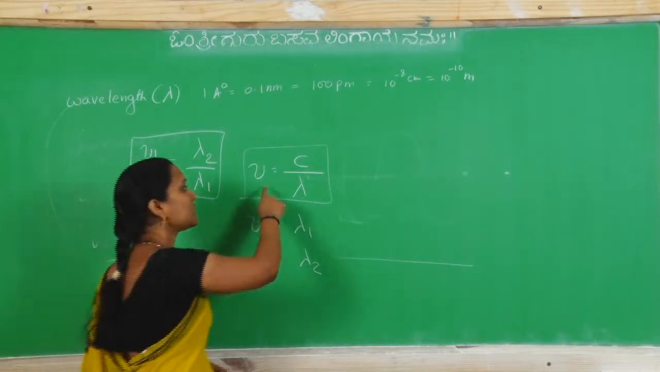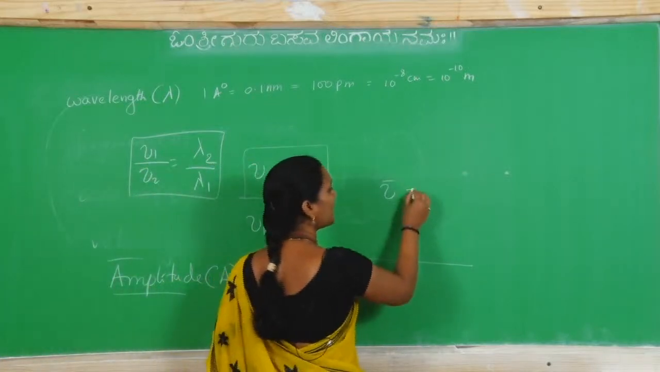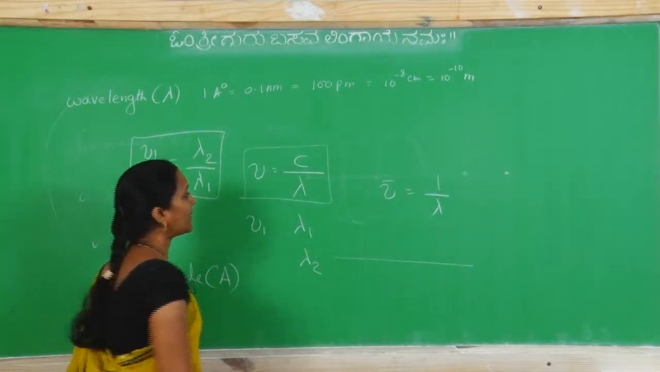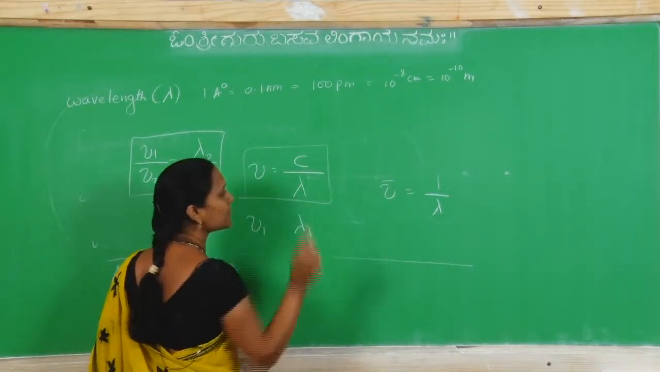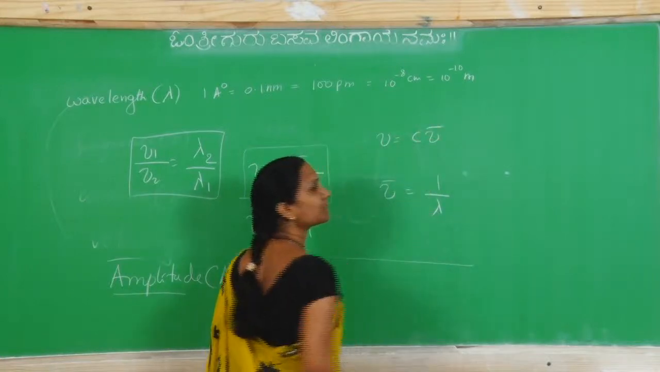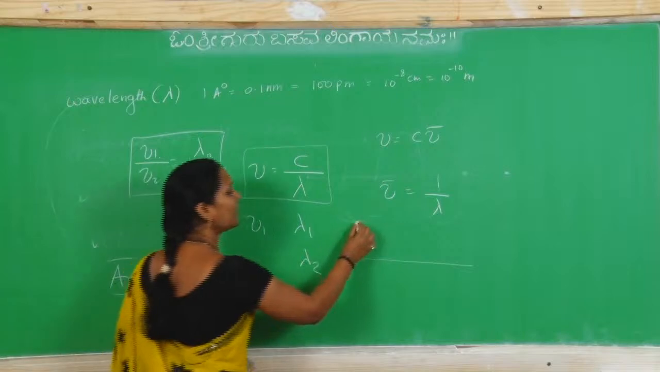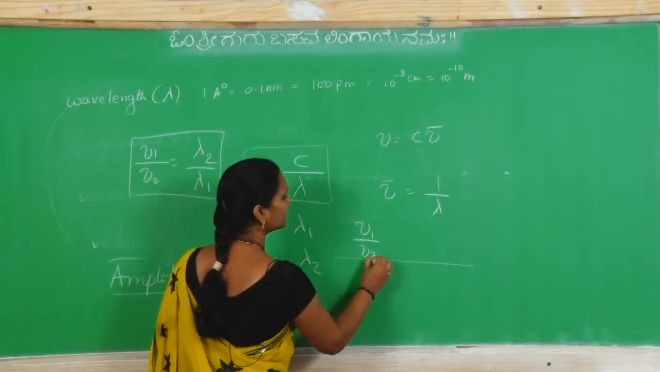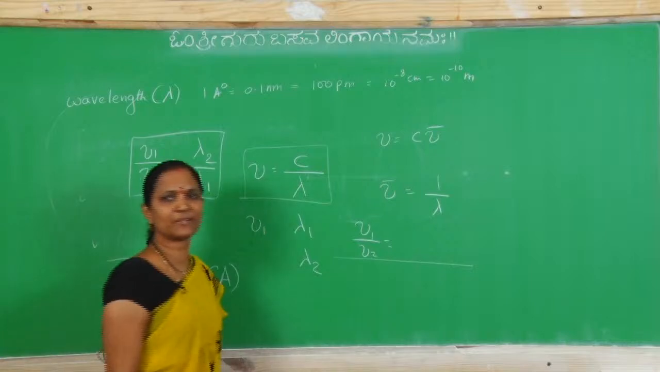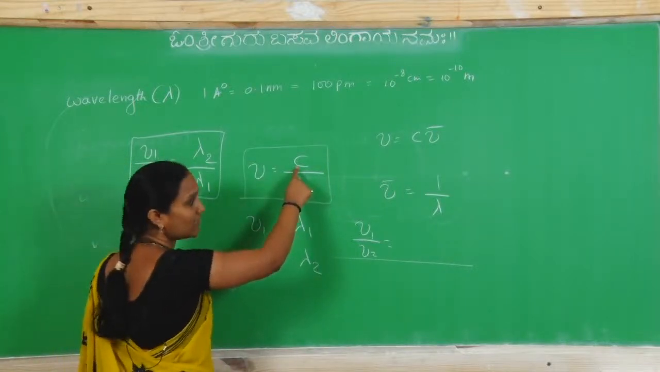The relation is nu is equal to C by lambda. And anyhow, nu bar is equal to 1 by lambda. Instead of 1 by lambda, substitute nu bar. Now, nu is equal to C nu bar. Then, nu 1 by nu 2 is equal to nu bar 1 by nu bar 2. It is directly proportional to nu bar, and inversely proportional to lambda.